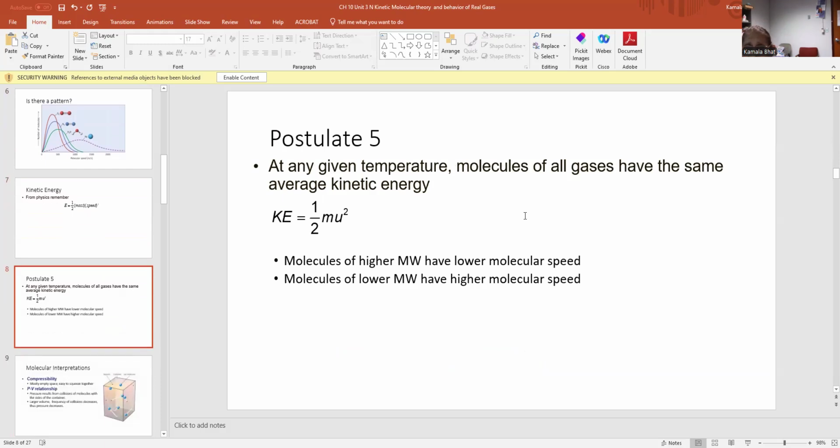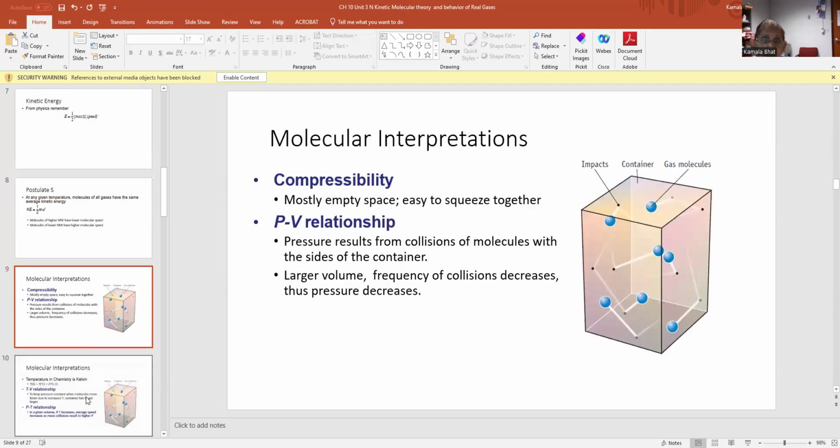Now, at any given temperature, this is a repeat slide, so we have come back to it, but it's nice to keep reminding ourselves that higher molecular weights will have lower speeds and lower molecular weights will have higher speeds. And it is derived from the physics kinetic energy expression E equals 1/2 mv squared.